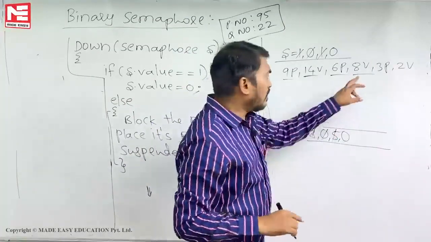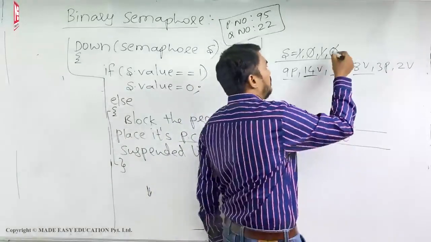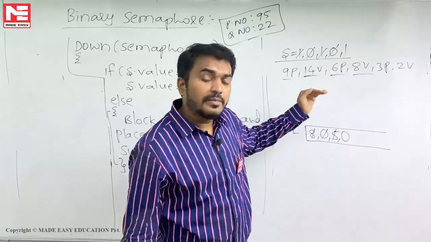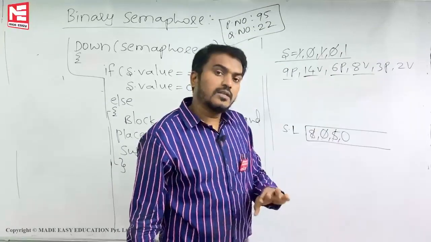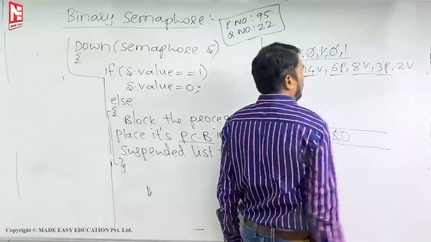And next, when you perform the 6th up operation, now the suspended list is empty, so the semaphore value becomes 1. And next, the 7th up operation, 1 ही रहेगा, 8th up operation, 1 ही रहेगा. Okay, क्योंकि 1 के ऊपर कितने बार भी up करो तो 1 ही रहेगा. And the next, now 3 up down operation कर रहे हैं.